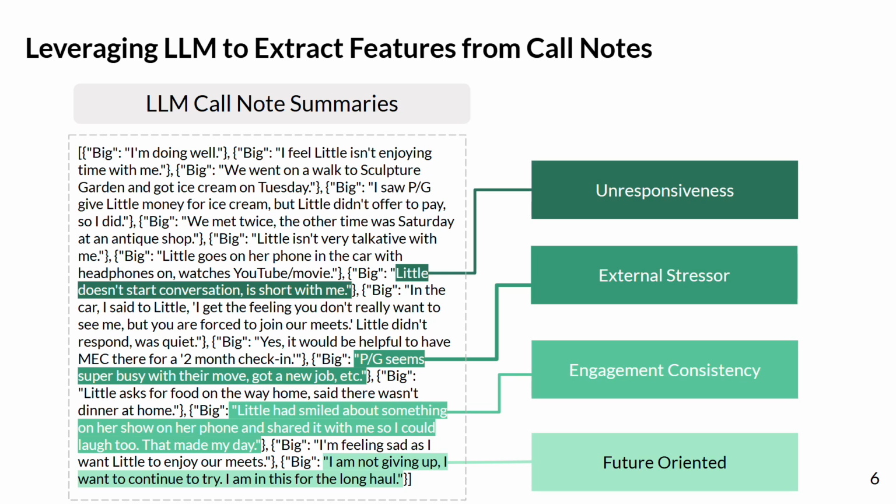And besides the features, the LLM can also separate who says what. So we categorize the people into Big, Little, and BBBS, which helps us make the call notes more interpretable.